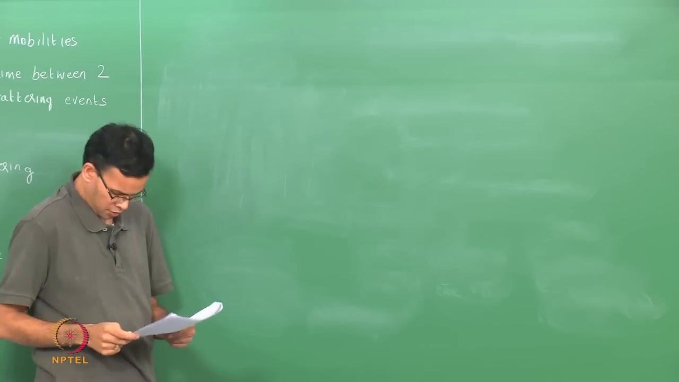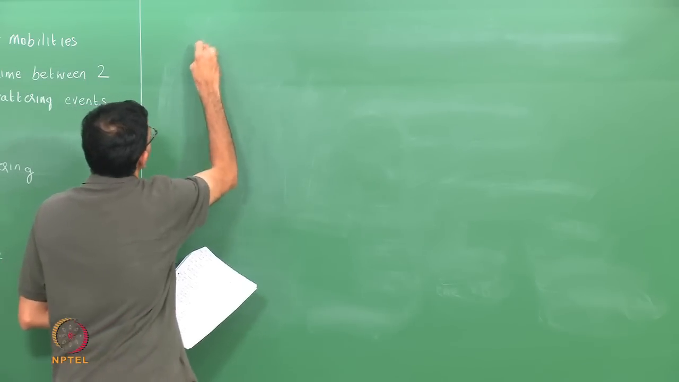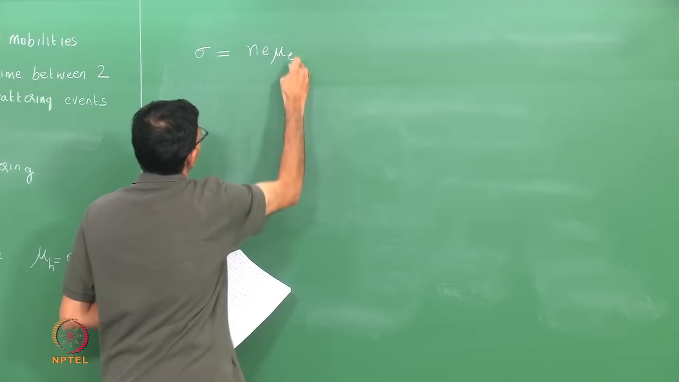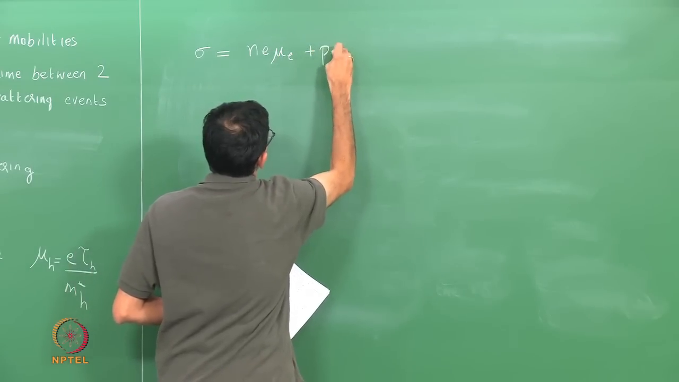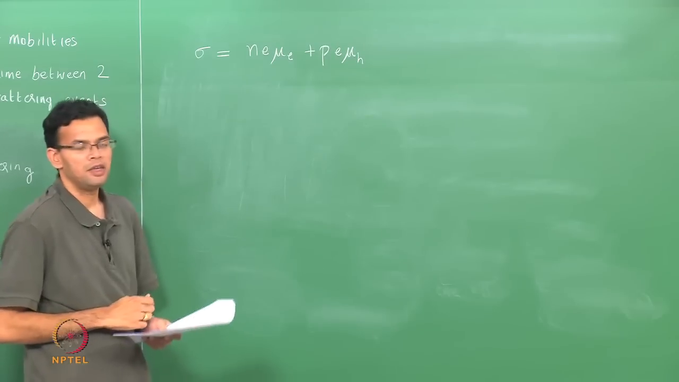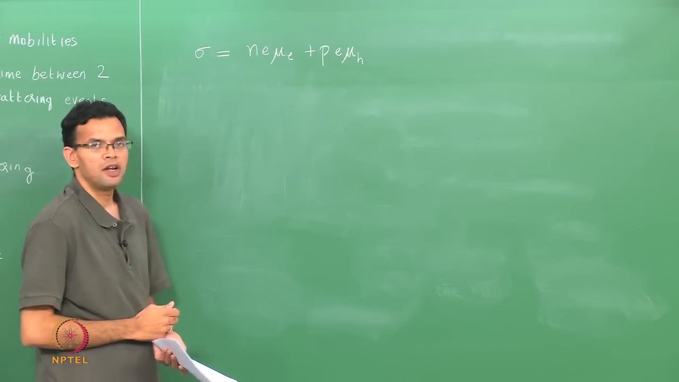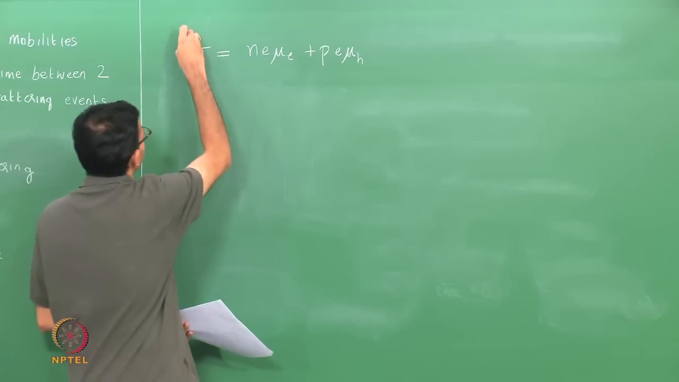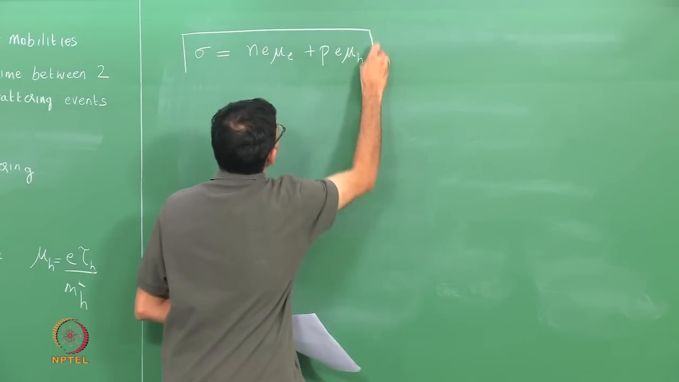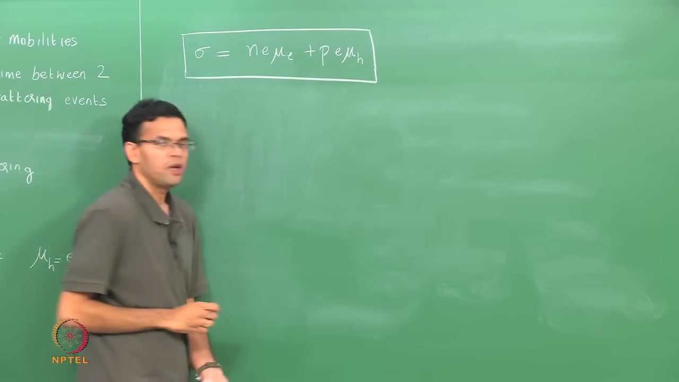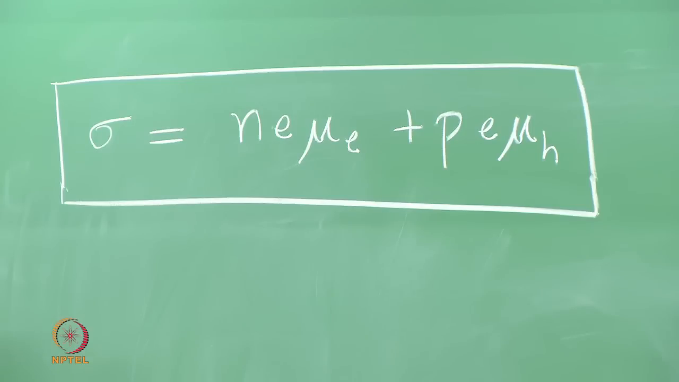So, if sigma is the conductivity, then sigma is nothing but N e mu e plus P e mu h. Now, this is a very important equation which relates the conductivity to the electron concentration and the mobility. And this equation is true whether you have an intrinsic semiconductor or an extrinsic semiconductor.